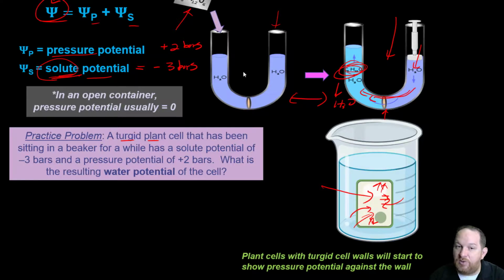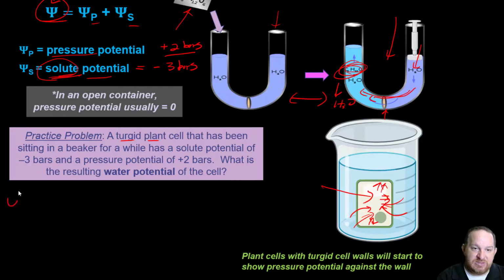All right, so that's where we're getting this +2 bars. But at the same time, the solute potential is bringing some in, right? So you've got water pushing out against the cell wall, but you've got some solute, some salt, some sugar or something that's bringing in water. So we really kind of have to figure out and calculate what that is. So how do we calculate this?